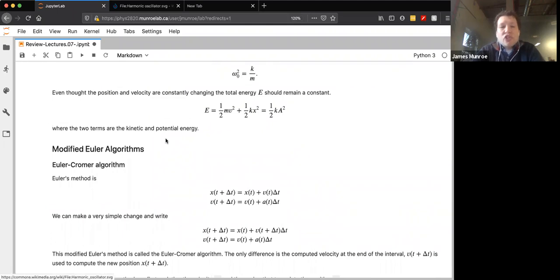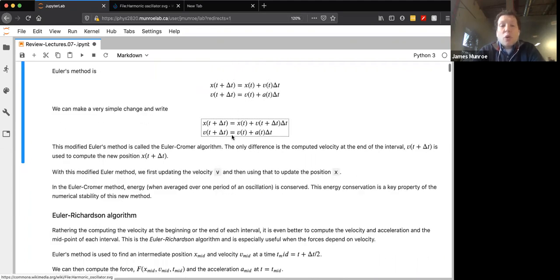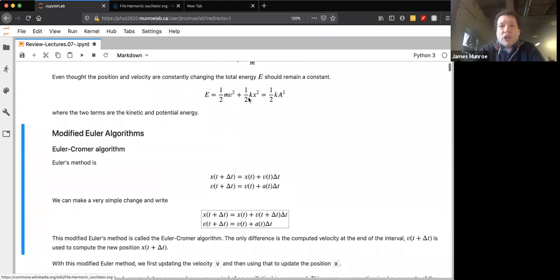If you're asked to change an Euler algorithm into an Euler-Kromer algorithm, the point is to recognize that you're going from this set of equations to this set of equations. You're changing how velocity depends upon x. You could write these as code or in mathematics. And one way of assessing whether or not a method is conserving energy is to plot its energy.